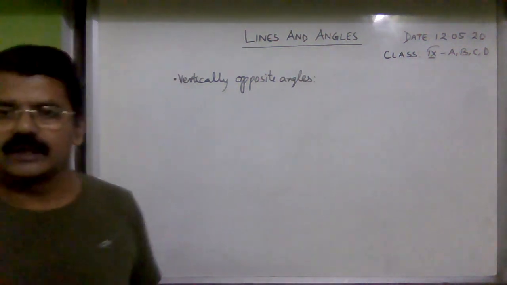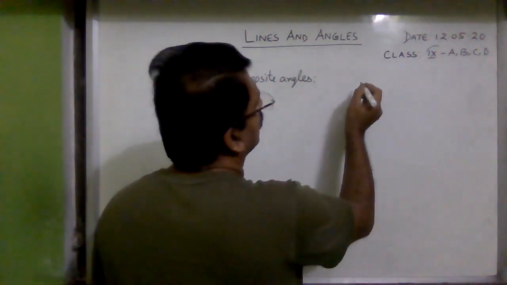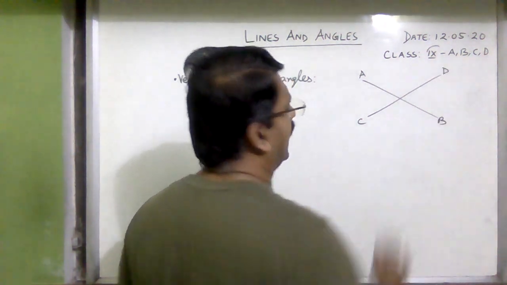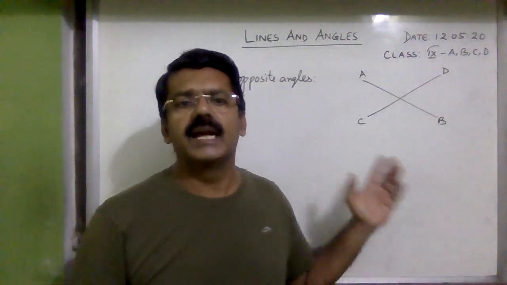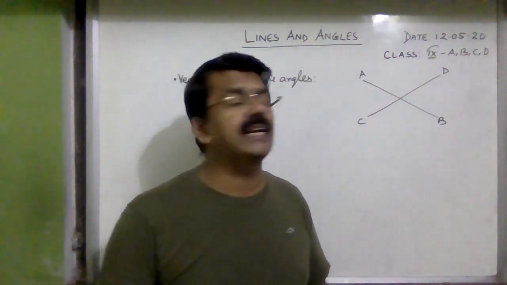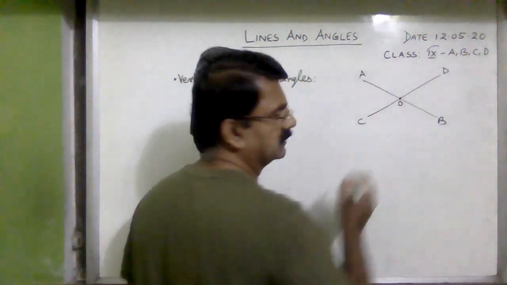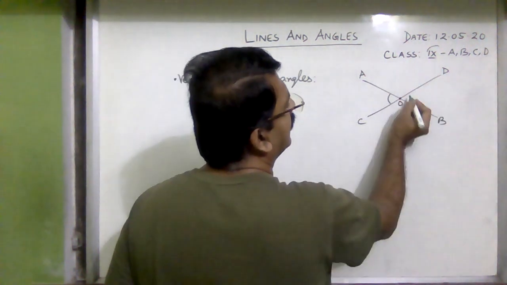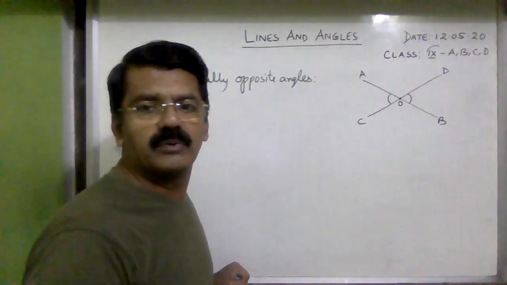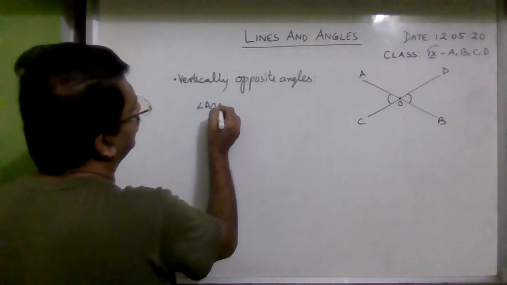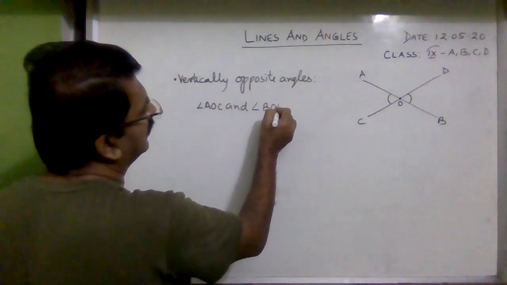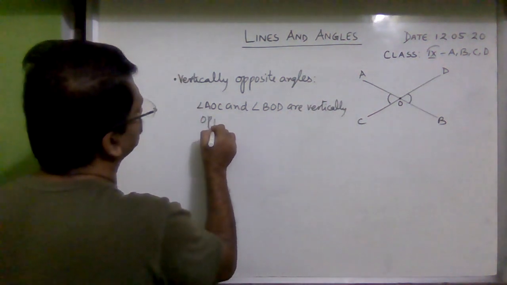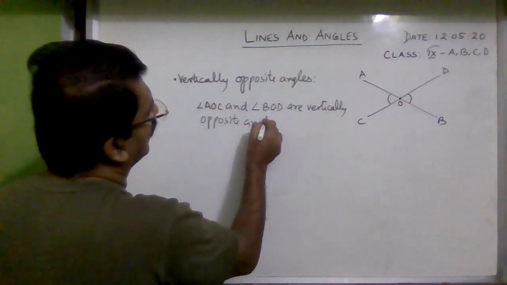Now vertically opposite angles. What are vertically opposite angles? See, if AB is a straight line and CD is another straight line, and these two lines are intersecting each other at point O, then angle AOC and angle BOD are called vertically opposite angles.